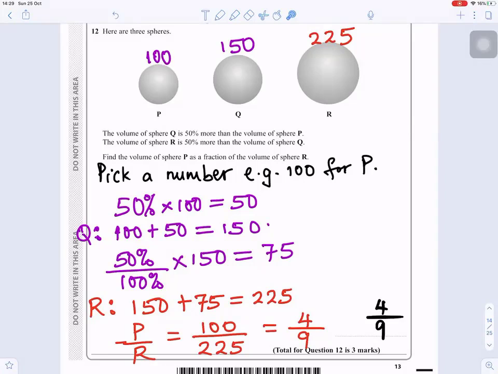So with this type of question, we can just pick a number, say 100 for P, and we can work from there. So 50% of that 100 is 50. So Q is 100 plus 50, that gives you 150. It says the volume of Q is 50% more than the volume of P. So if P is 100, Q would be 50% more, which will be 50 plus that, giving you 150 for Q.